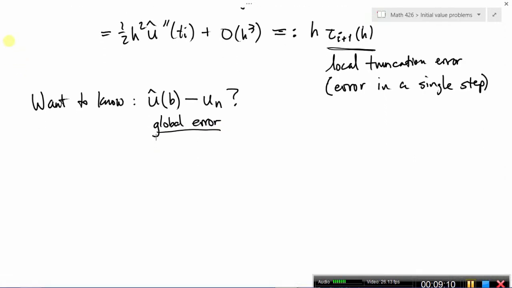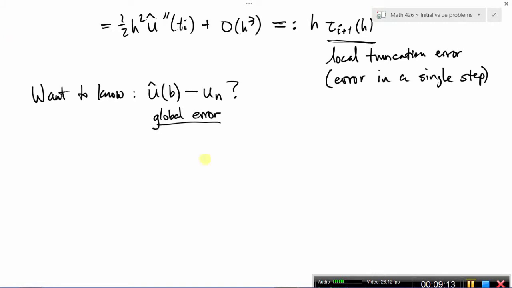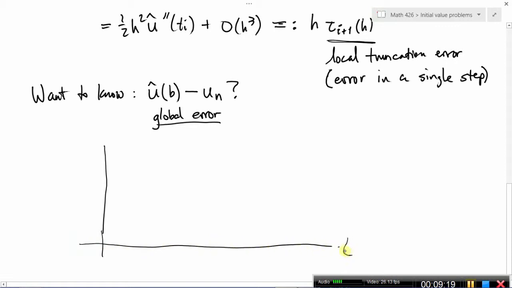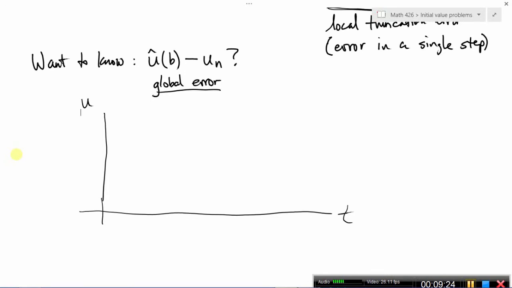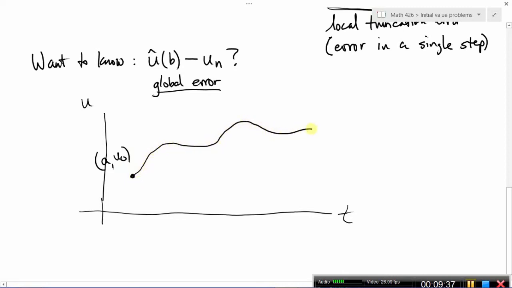Well, in order to understand what happens, let's look at a picture. This is just a conceptual picture, really. So we're given some initial point. So that's the point (a, u0). And then the solution to the initial value problem goes from there. So this is the exact solution that we want to track.